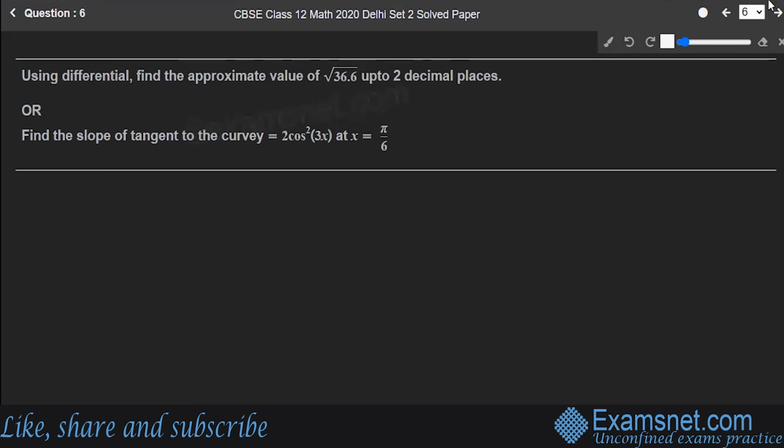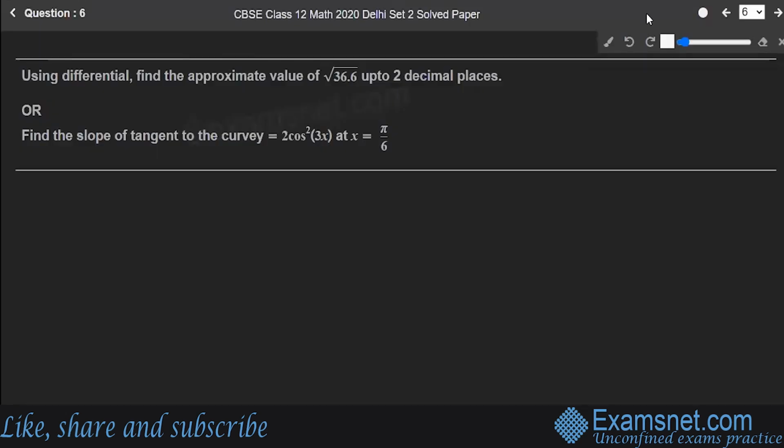So you have a choice in this question. Using differentials, you have to find out the approximate value of root of 36.6 up to 2 decimal places. Or you have to find the slope of the tangent to the curve y is equal to 2 cos square 3x at x is equal to pi by 6.